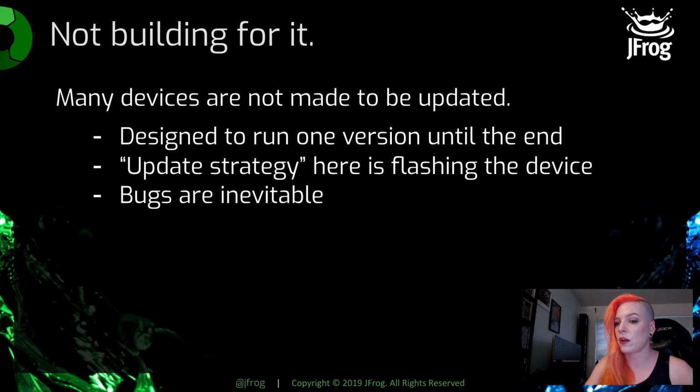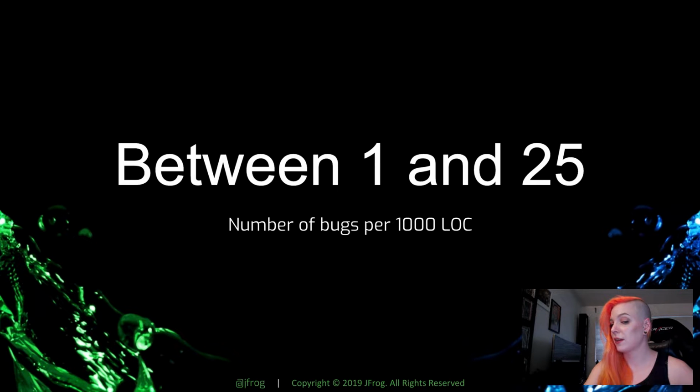They expect to run the software version they ship with until they break, and the update strategy for these devices, if there's one at all, is just flashing them. That's dangerous because how often do you write a piece of software with 0 bugs in it? How confident are you in your QA team to find every conceivable edge case? You should not be that confident because on average, there are between 1 and 25 bugs per 1,000 lines of code. Bugs are making it into production. Do not gamble on your code being perfect.